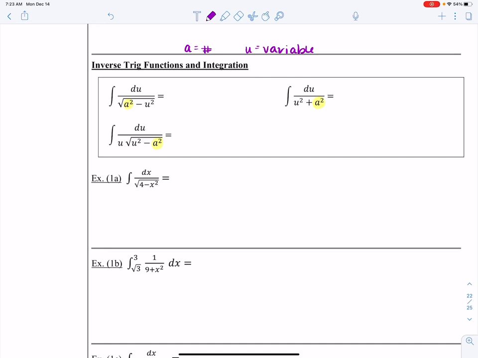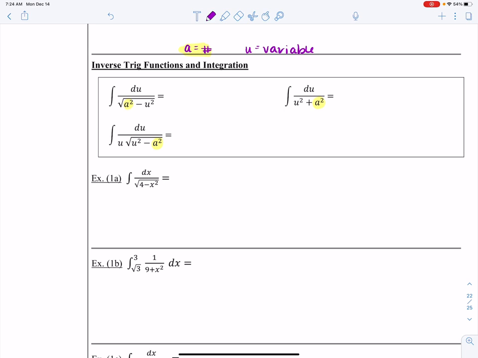So last class we took derivatives of inverse trig functions. This class we're going to be taking integrals of inverse trig functions and working backwards. Immediately when we're looking at these formulas though, you're going to notice that there are a's in spots where there were ones. Don't be freaked out by that. The formulas still follow the same pattern.